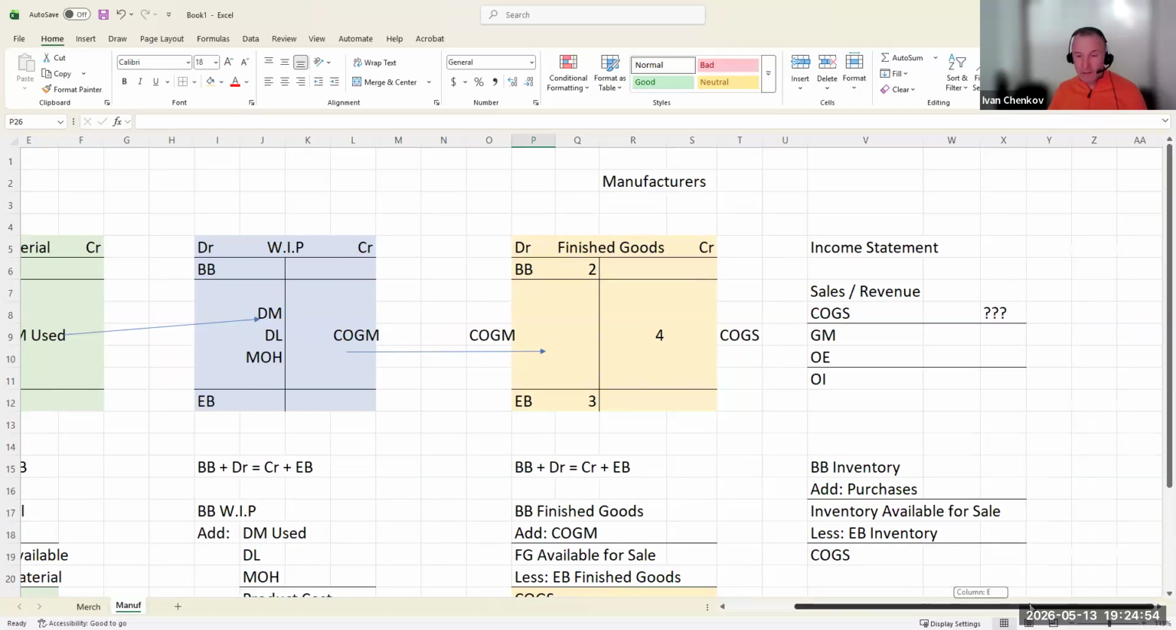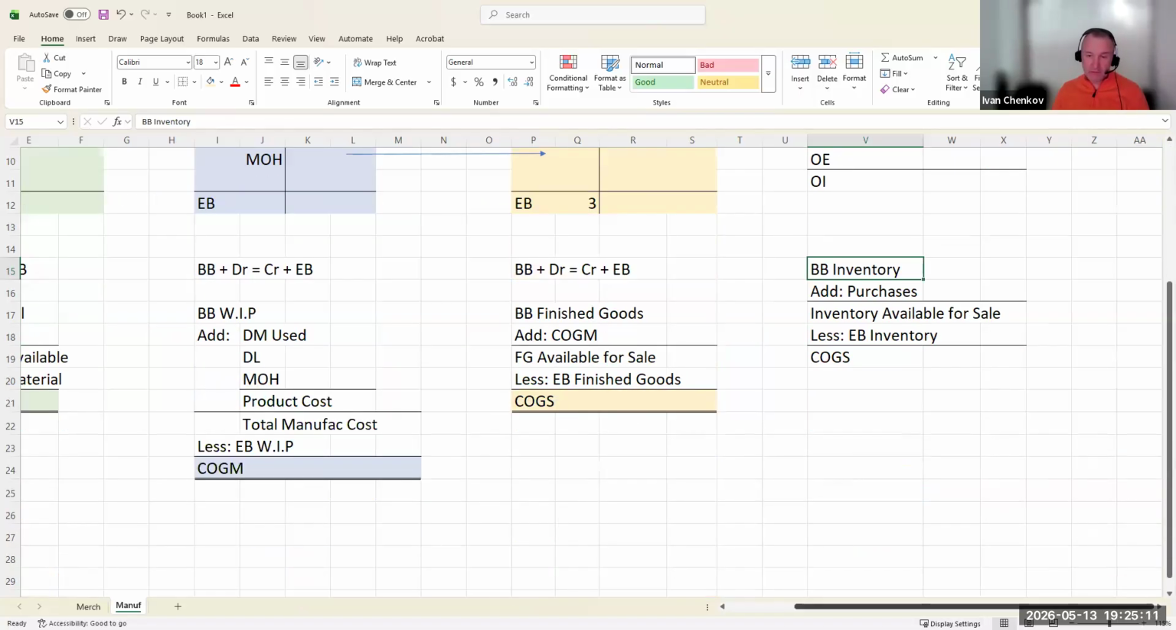So you can see now in the merchandising company, how easy to get it. We're working only with one account. Inventory, beginning balance plus the purchases, inventory available for sale, minus ending balance, cost of goods sold. Manufacturing company, that's not gonna work.